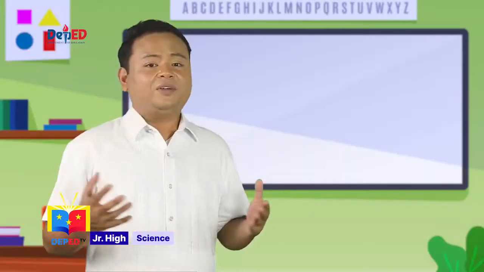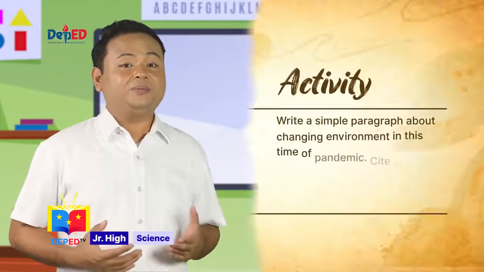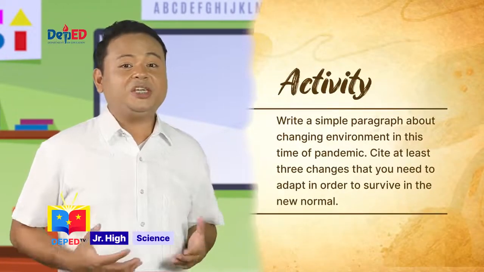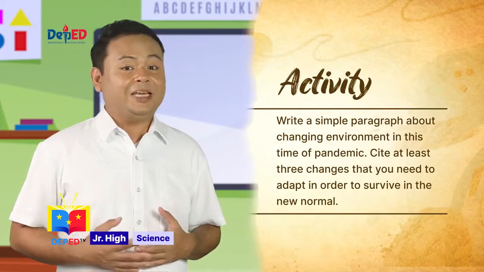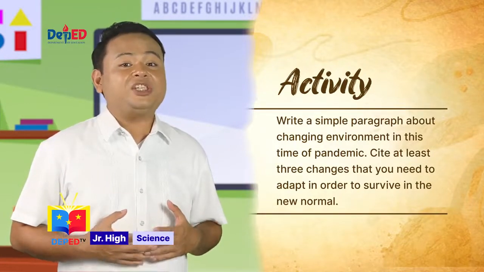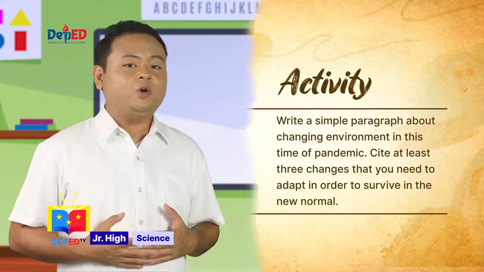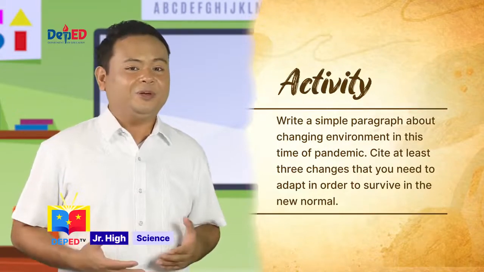We are living in a dynamic, changing environment, and most species are dependent on it. There are organisms that can easily adapt to the changing environment, depending on their resistance to it. There are organisms that can adapt easily, but others cannot. For our first activity, you will write a simple paragraph about the changing environment in this time of pandemic. Cite at least 3 changes that you need to adapt to in order to survive in this new normal.